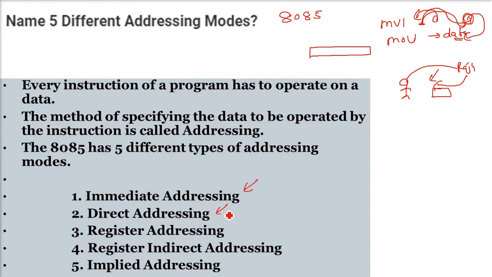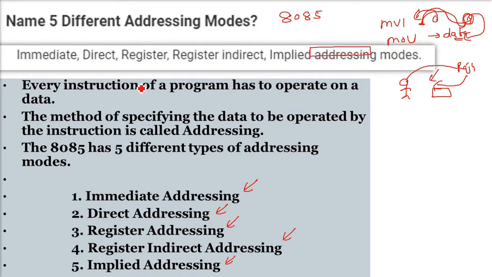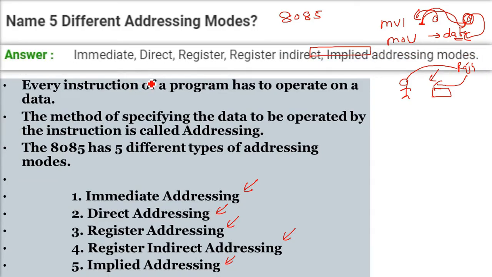Address of the data. Immediate addressing, direct addressing, register indirect addressing, implied addressing. These are different types of addressing. So these 5 you have to remember, because this is only the way of indicating or specifying the address of the data, because it's all about data in any kind of instruction.